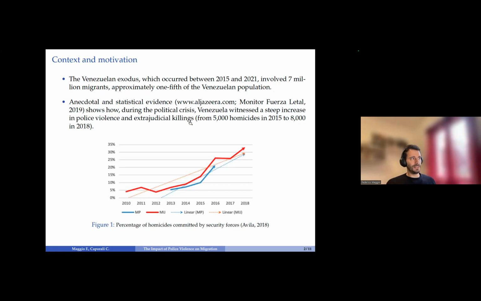So along with this surge in migration, some anecdotal and statistical evidence also shows that Venezuela experienced a steep increase in police violence and extrajudicial killings, going from 5,000 homicides in 2015 to 8,000 homicides committed by security forces in 2018. And as suggested also by the figure below, the common violence did not increase so much following the state violence, resulting in a very steep increase of the percentage of homicides committed by security forces.